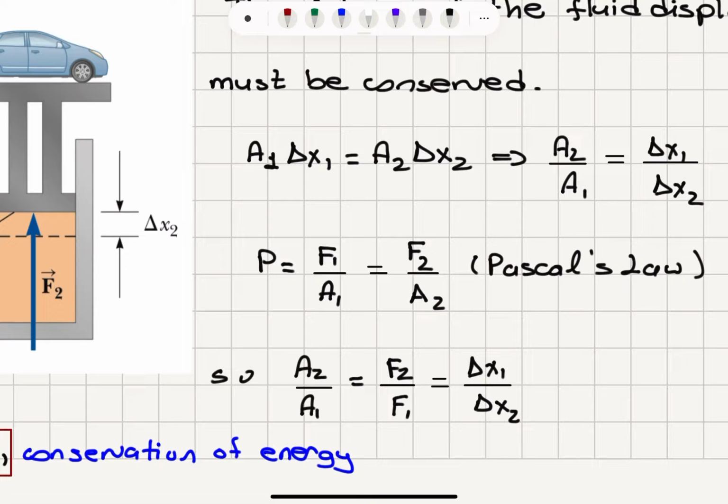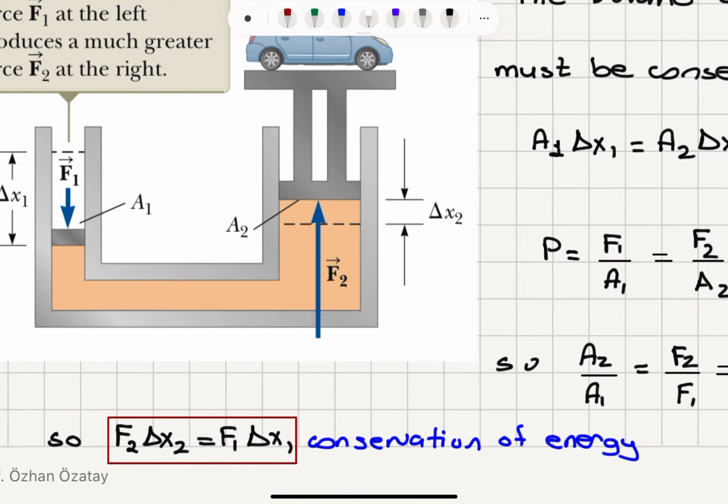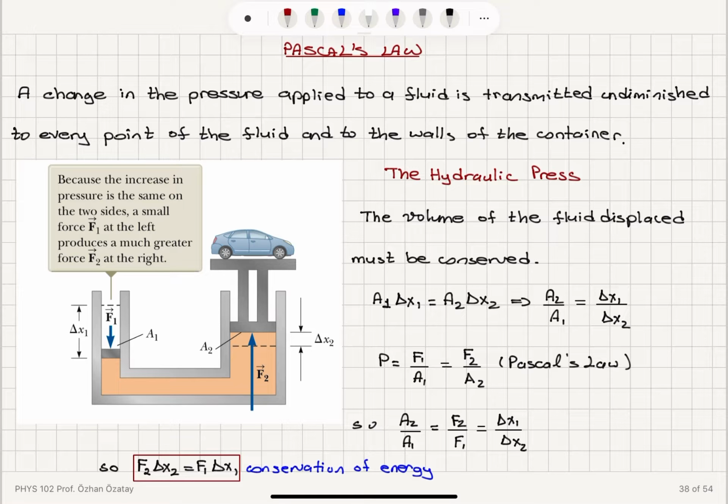So F2 over F1 would be equal to A2 over A1. But at the same time, A2 over A1 is delta x1 over delta x2. So you can see that F2 delta x2 equals F1 delta x1. Basically, this is the work done by force F2, and this is the work done by force F1. So we have energy input into the system, F1 delta x1, which is equal to the energy that we spend, F2 delta x2. So this is conservation of energy to lift this car up. Pascal's law in this case gives us a statement of conservation of energy.